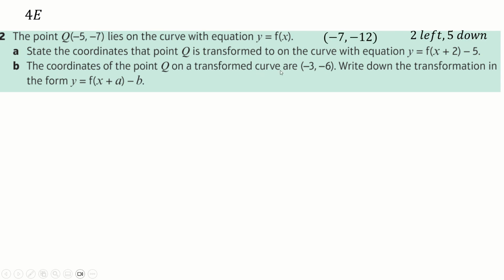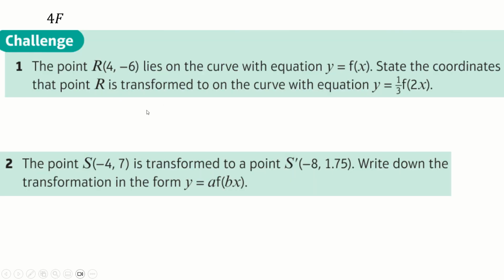For B, we've got a point here, and it went from here to here. So now it's gone 2 to the right to get from -5 to -3, and it's also gone 1 up. So okay, how do we write this in here? Well, 2 to the right is a -2 in here, and 1 up is a +1 at the end, and that will be that question done as well.